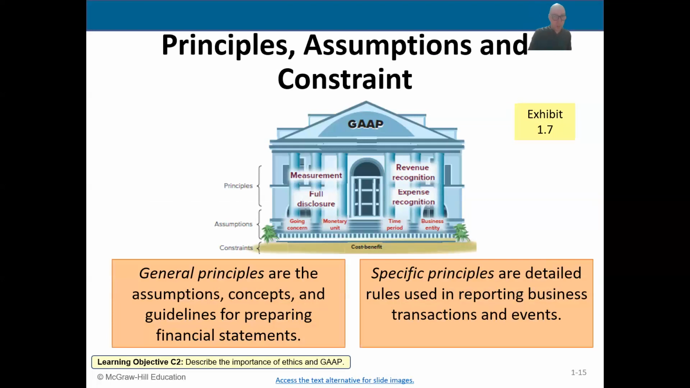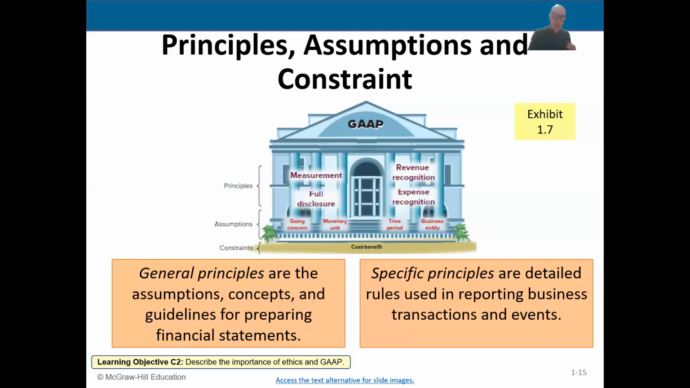So there are, as I had mentioned, four primary generally accepted accounting principles, and we're going to talk about these. The first is called the measurement principle, also known as the cost principle. Revenue recognition, expense recognition, and full disclosure. These are the four primary generally accepted accounting principles that we're going to talk about.